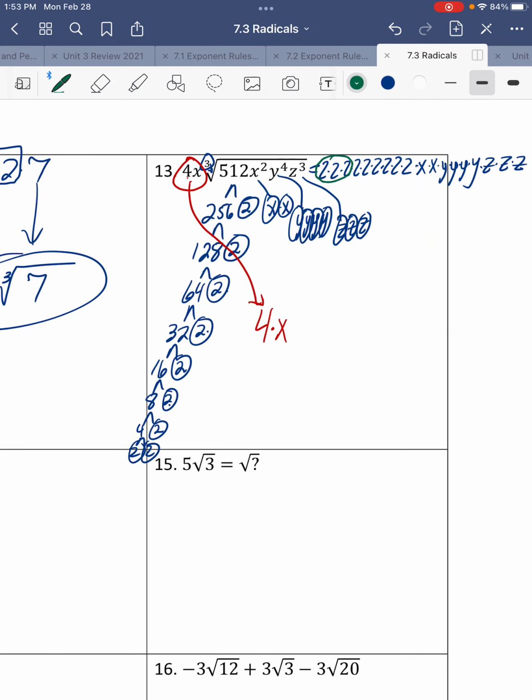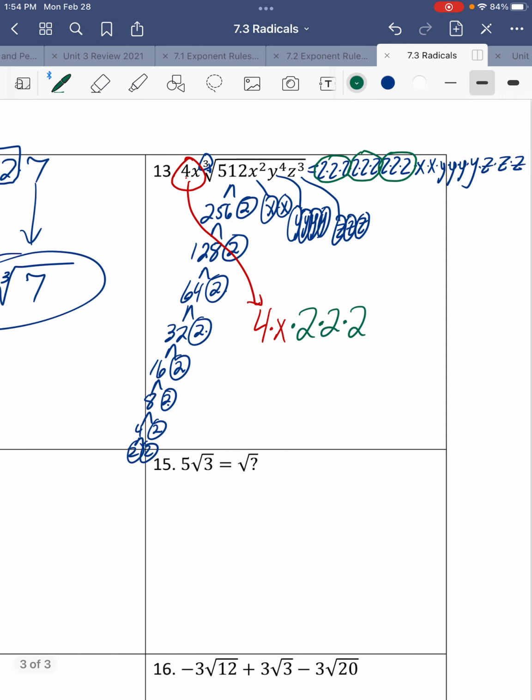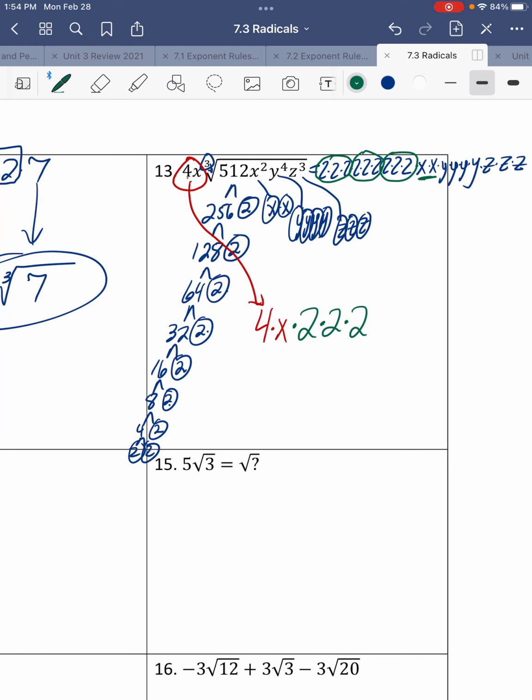So we're looking at 1, 2, 3, 2s, so that group is going to bring a 2 out. 1, 2, 3, 2s, so another 2. 1, 2, 3, 2s, so another 2. The x's, we don't have enough x's to come out. We have 3 y's, so that's going to come out. And we have 3 z's.